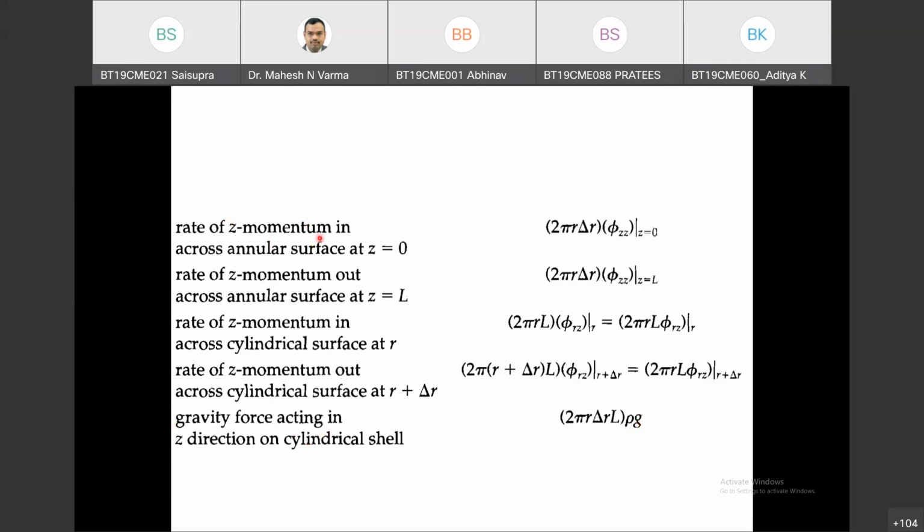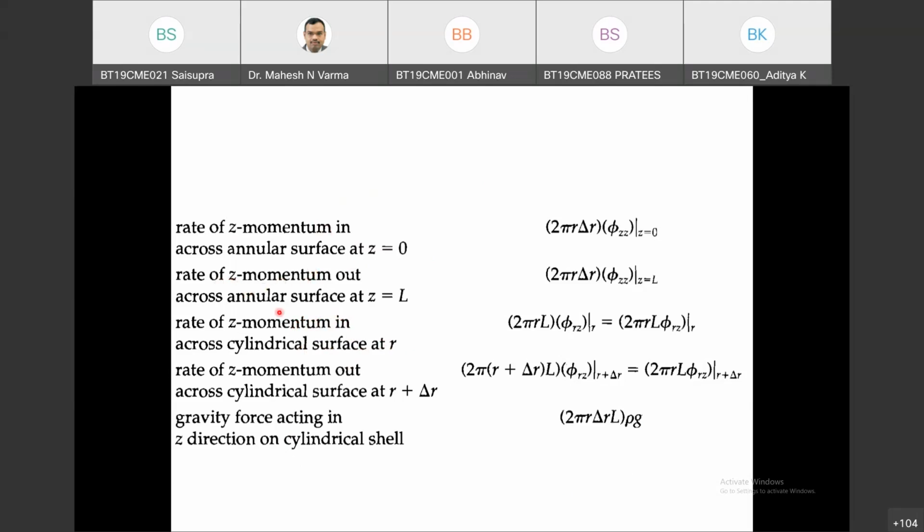This is the rate of z momentum coming in across the surface at z equals 0. This is the rate of momentum coming into the differential shell across the surface at r, in the r direction. This is in the z direction. Theta surface is actually matching, and that momentum is also 0.